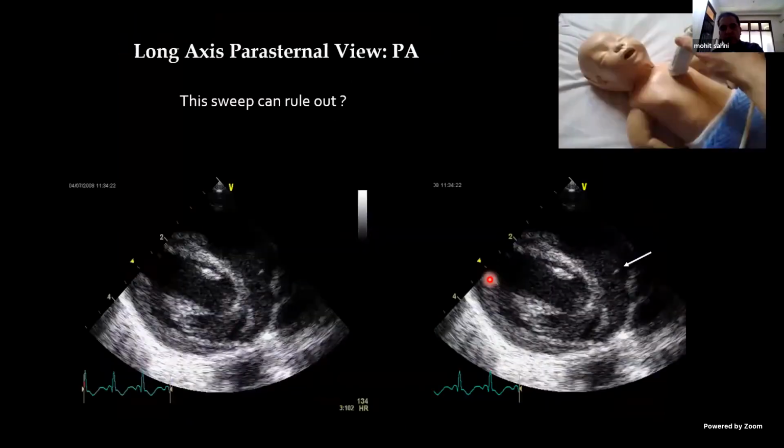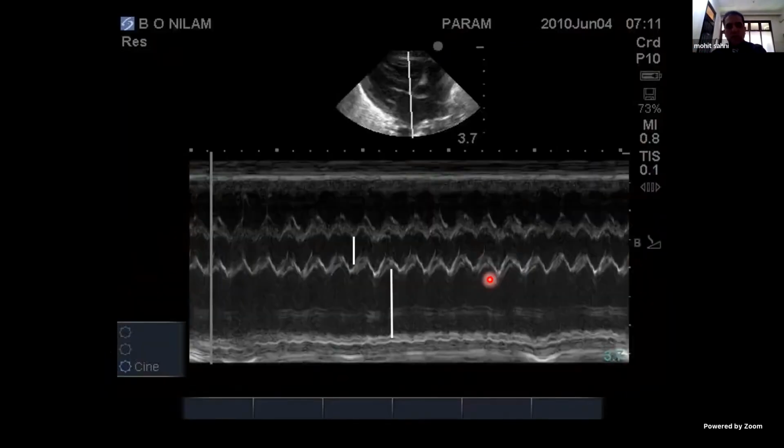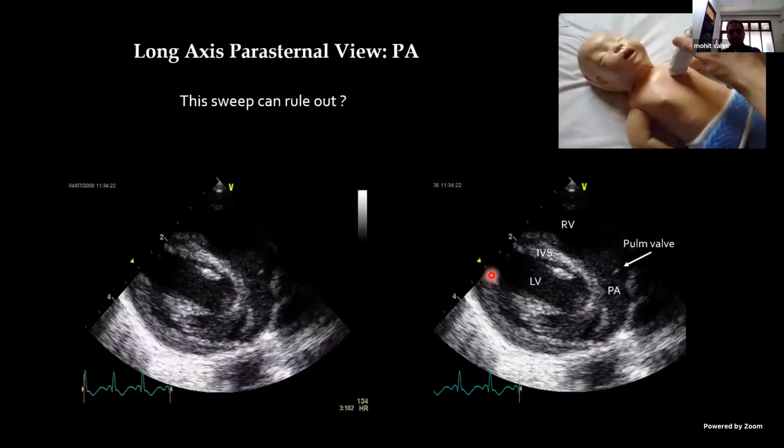So the LA-AO ratio normal value is 1 to 1.5. If it is 1.5 to 2, that means a moderately large duct, and more than 2 is a severely large duct, or a severely hemodynamically significant duct.